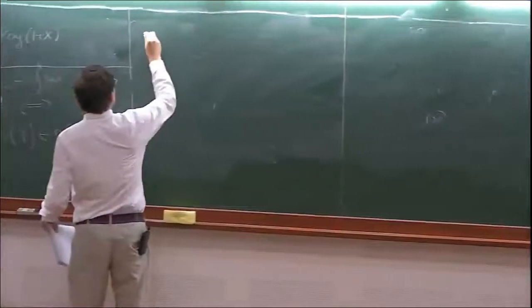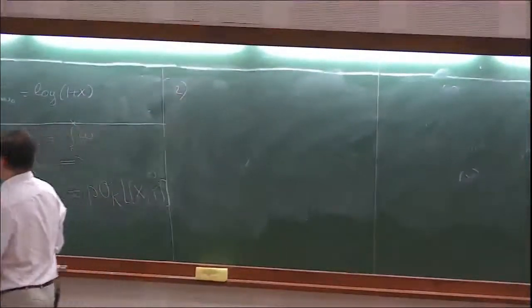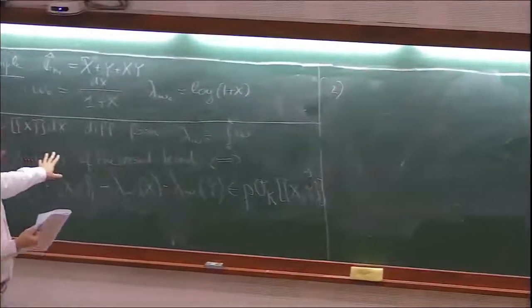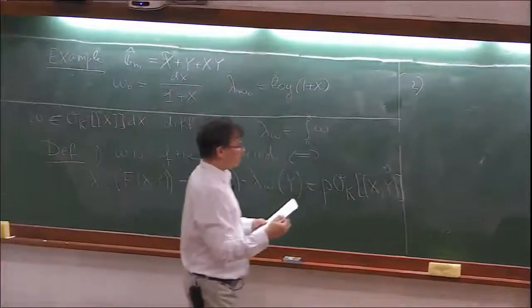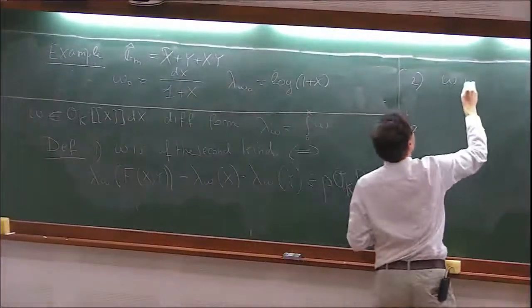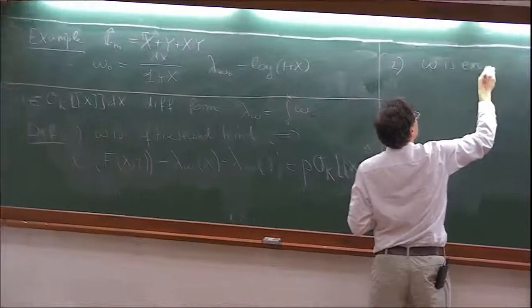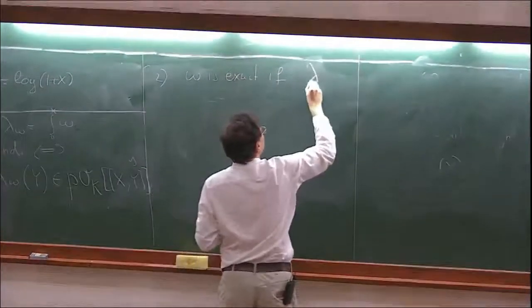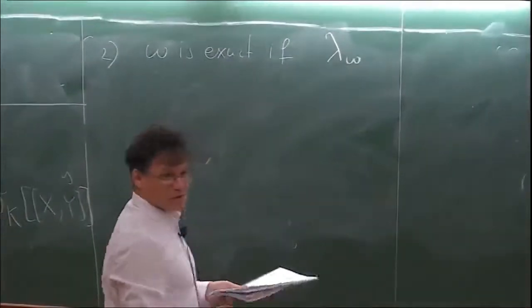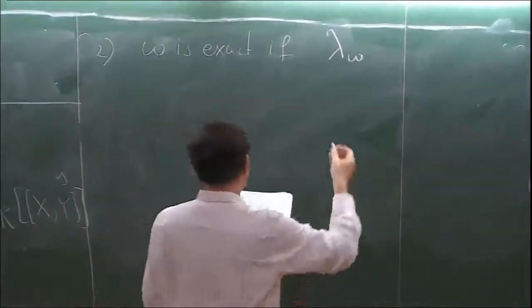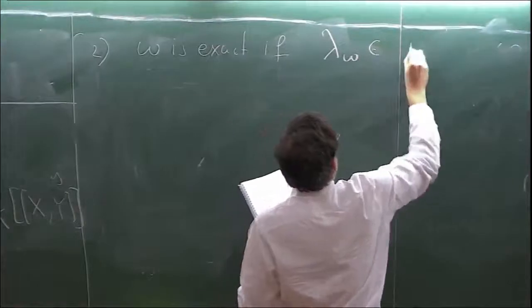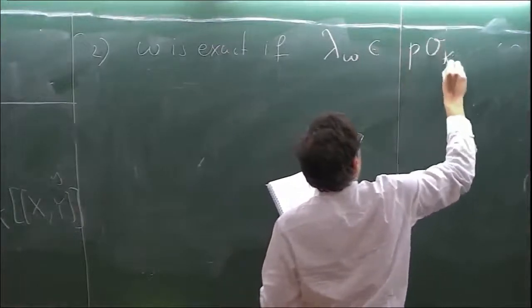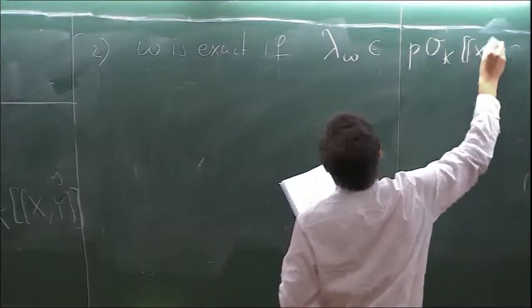And now we define the notion of an exact form in this setting. So we say that omega is exact if its logarithm is some trivial mod P, lies in P, OK, X.